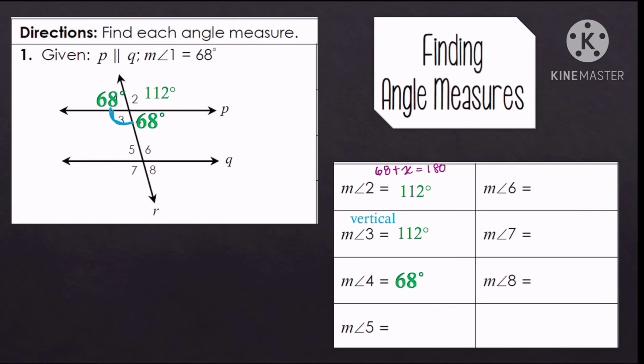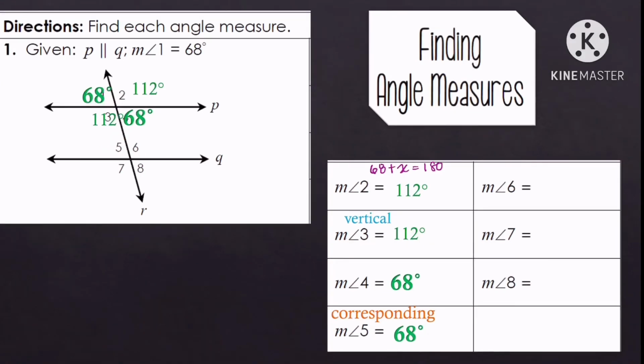So now I need to go down to my other group of 4 angles, angle 5, 6, 7, and 8. So let's go look at angle 1 and angle 5. They have a relationship. What are they? That's right. They are corresponding. Corresponding angles have the same measure. So guess what? Measure of angle 5 is also 68. You might be picking up on a pattern here.